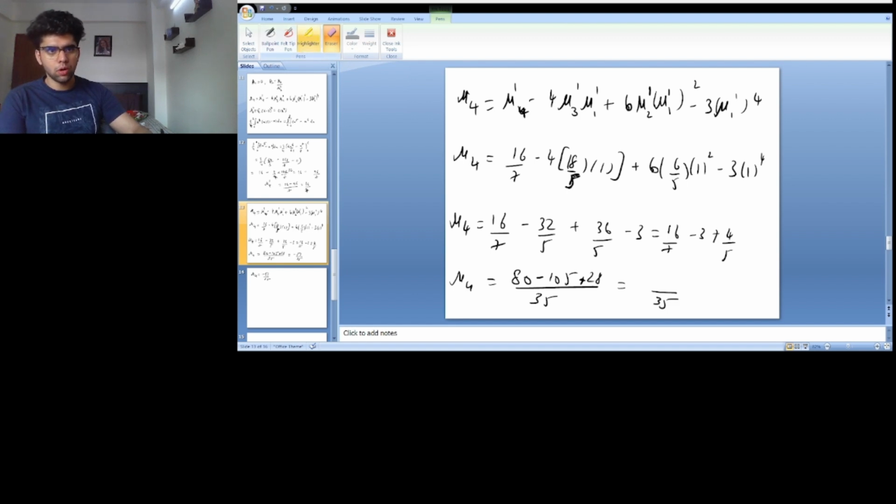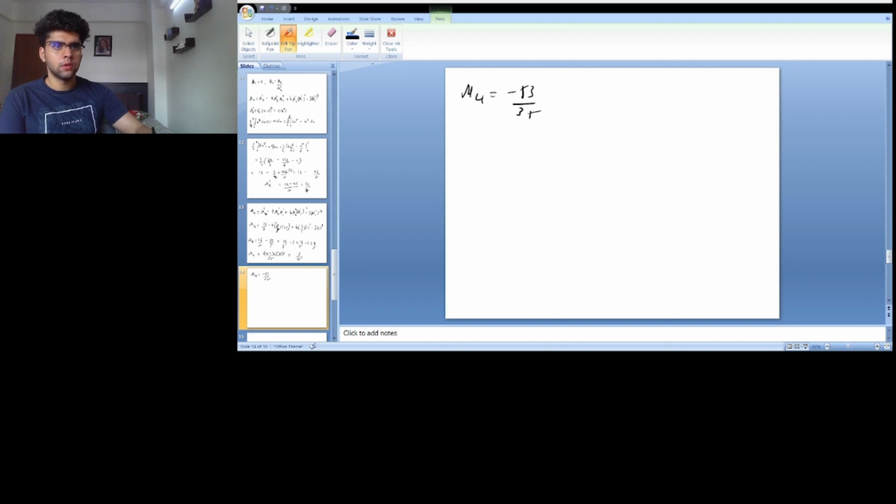I was looking at the book for the formula and I found my error. My answer was not matching. Now it's matching. So this is 3 upon 35.